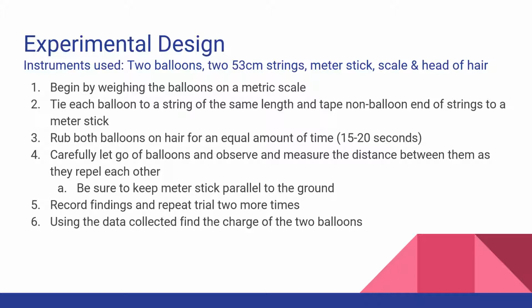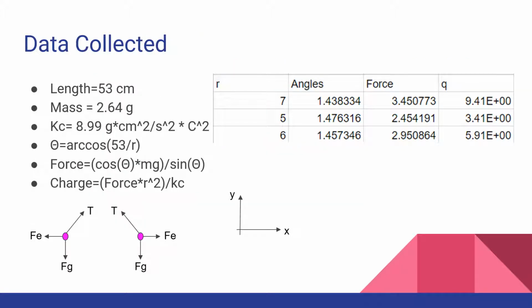seconds. Step 4, carefully let go of the balloons and observe and measure the distance between them as they repel each other. And be sure to keep the meter stick parallel to the ground. Step 5, record the findings and repeat the trial 2 more times. Step 6, using the data collected, find the charge of the two balloons.